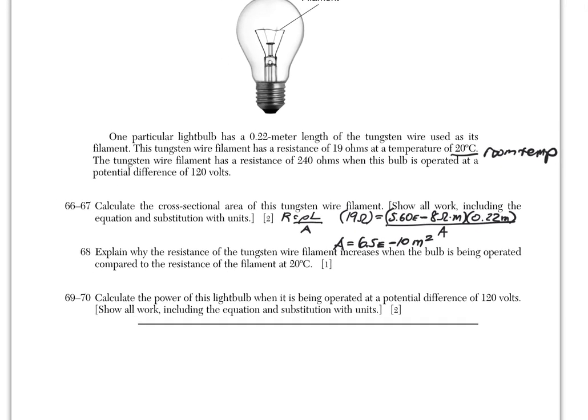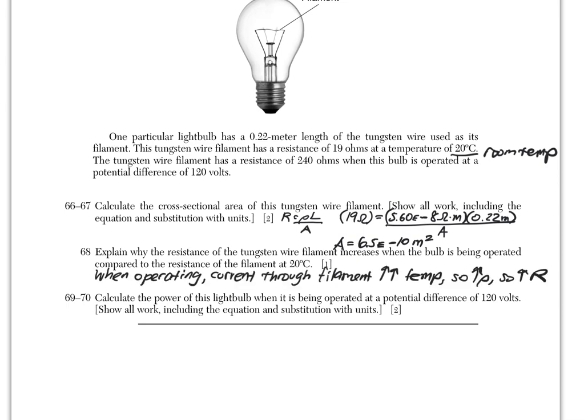In fact, it asks why the resistance of the tungsten wire filament increases when the bulb is being operated compared to the resistance at 20 degrees Celsius. And when operating, the current through the filament greatly increases its temperature. An increase in temperature is going to increase the resistivity, and an increase in resistivity will therefore increase the resistance. Now, 6970, calculate power when operated at 120 volts.